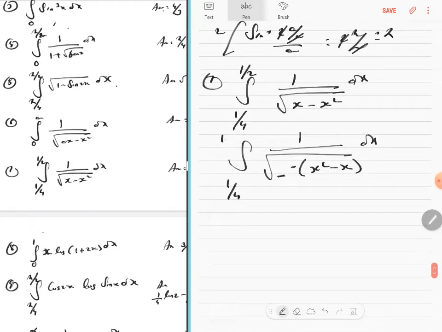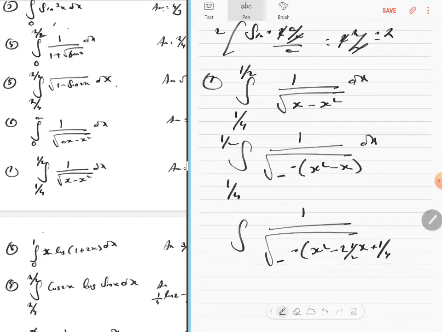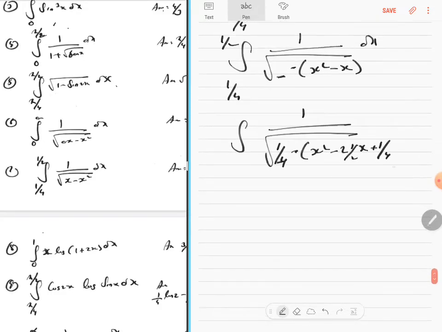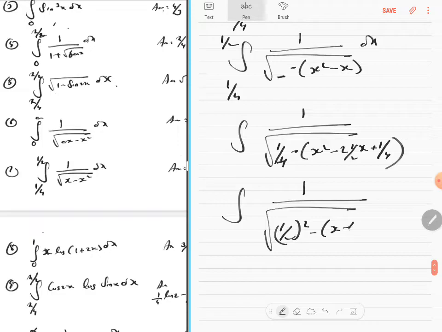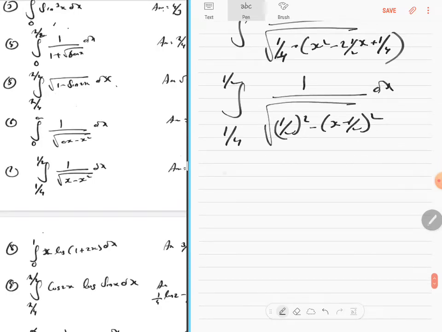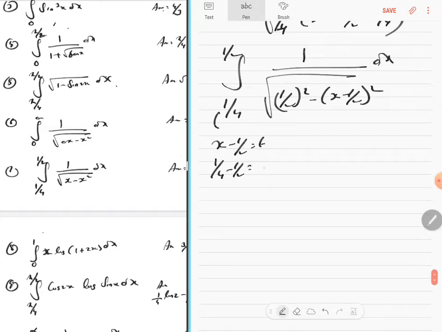So 1 by 4 to 1 by 2, 1 by root of something minus x square minus 2 into 1 by 2 into x plus 1 by 4 minus 1 by 4 will come here. So therefore this will become integration 1 by root of 1 by 2 the whole square minus x minus 1 by 2 the whole square into dx, from 1 by 4 to 1 by 2. If I assume x minus 1 by 2 as t, then putting the lower limit 1 by 4, 1 by 4 minus 1 by 2, the LCM will be 4, so it will be minus 1 by 4. And if I put 1 by 2 minus 1 by 2, the upper limit is 0, so minus 1 by 4 to 0.